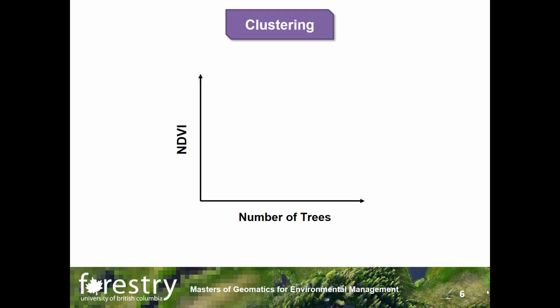Clustering is another popular algorithm. This algorithm works by clustering the input into like kinds. This is an example of an algorithm that you might use if the output labels are not necessarily known. Suppose we have these two features, number of trees and NDVI. Our task is to group the plots based on these two features. If we graph the plots in this feature space, they might look something like this.